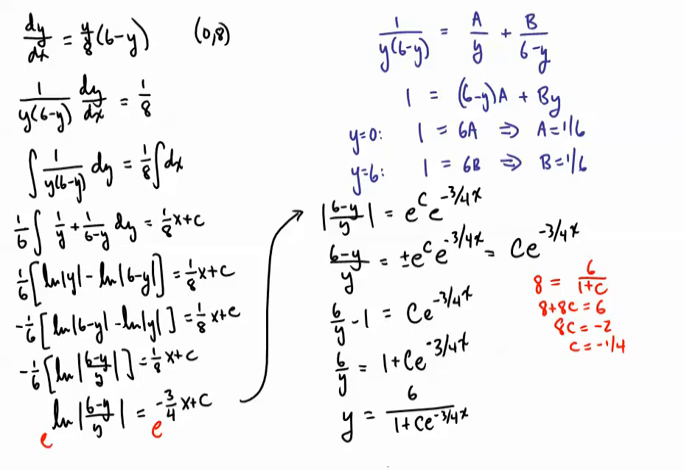And so we're ready to wrap that up. And we get y is equal to 6 over 1 minus 0.25 e to the negative 0.75 x. And so that would be the solution to this differential equation, to the logistic differential equation. All right, we'll stop this at this point then.